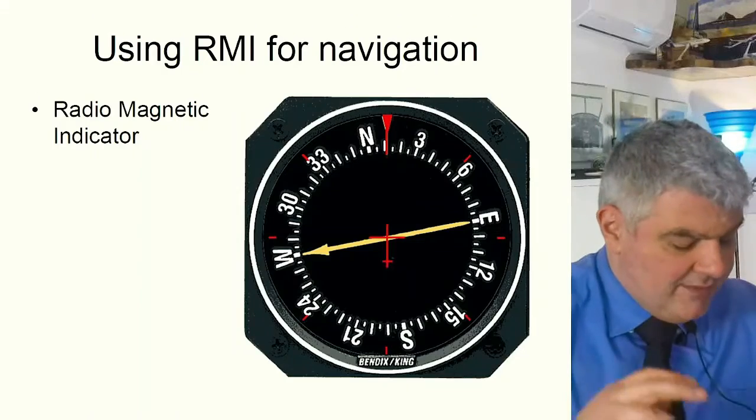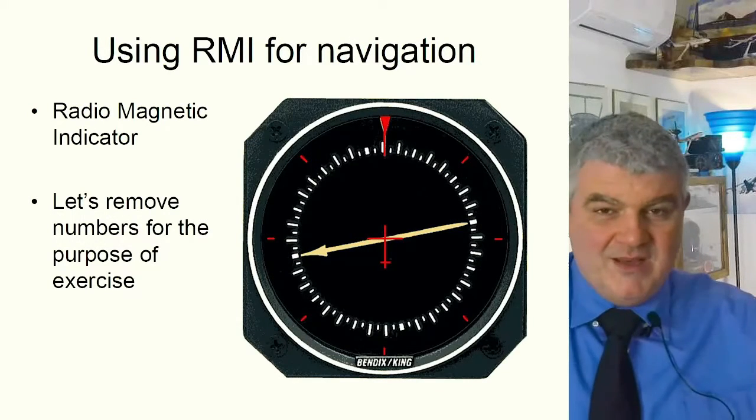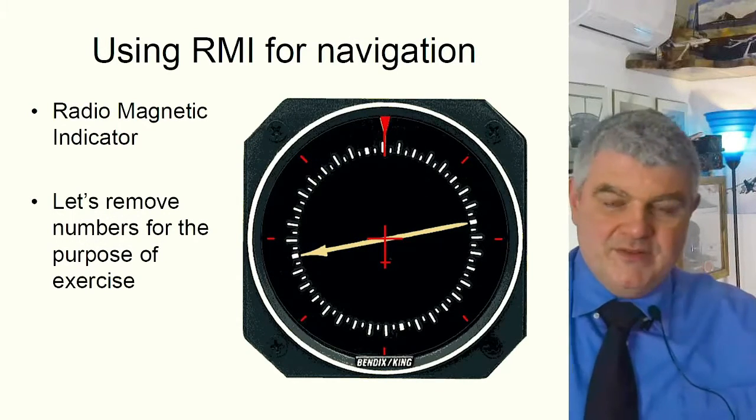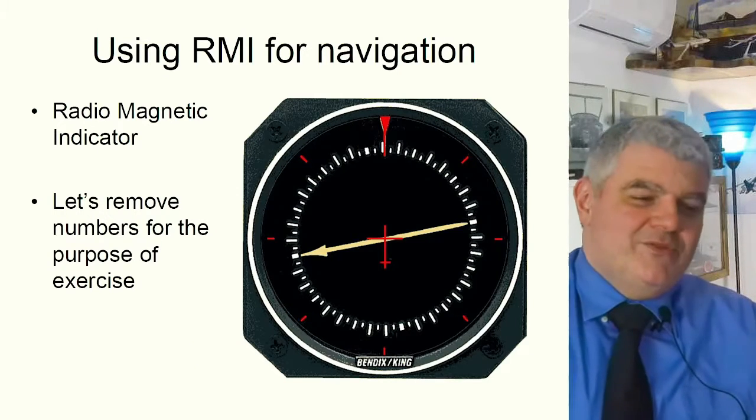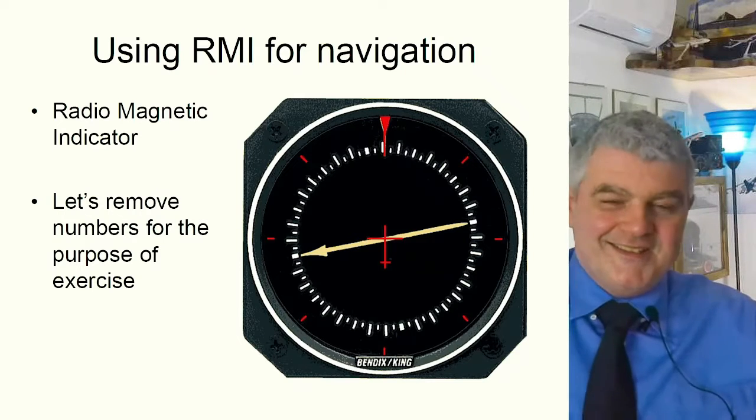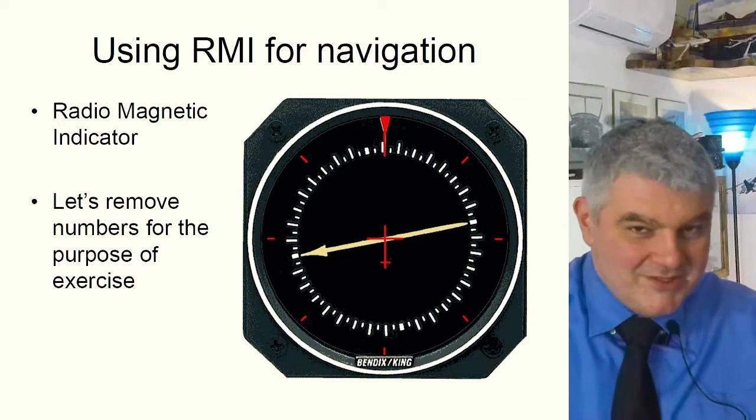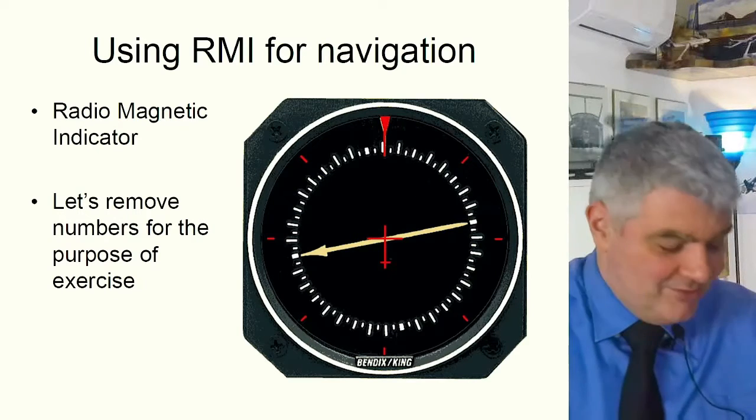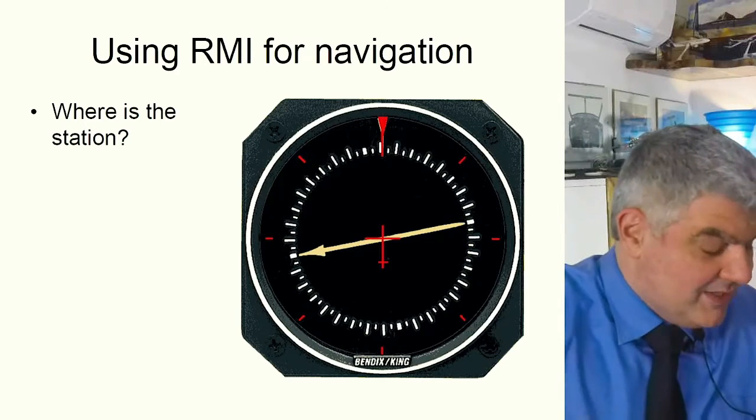Well, we can get another example. For this example, I've actually removed the numbers from the RMI, so this RMI doesn't have any numbers. Why? Because there's no need for any calculation. Sometimes I ask pilots for a radial and I see they're doing scientific calculation. There's no need to do any math, okay? It's simply a basic exercise, just drawing a line with your imagination on the instruments, and that's all you need to do, okay? So you see that in this instrument, the question is, where is the station?